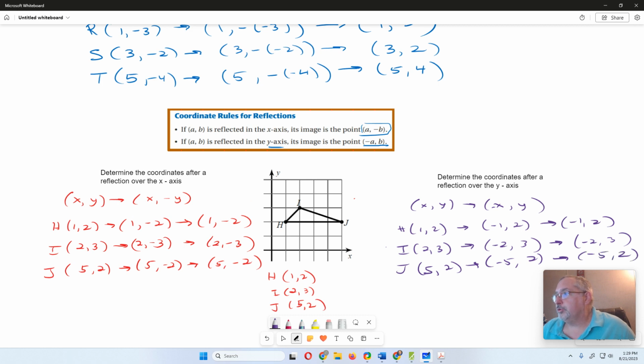So I hope this helps you with reflections. Real simple rules. You just have two rules to remember here. If you have trouble with this still, please let me know and I'll find you something else to help you out.